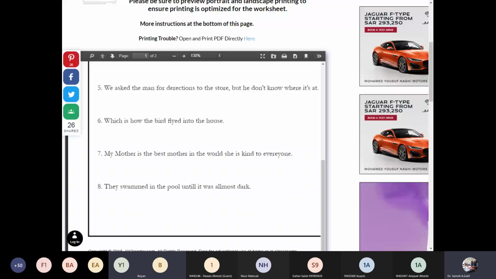Go ahead. We asked the man for directions to the store, but he didn't. It should be didn't know where it's at or in, I think. Okay, didn't know. Okay, thank you. So we still have issues with 5. Also, direction is wrong. We can say, but he won't know.